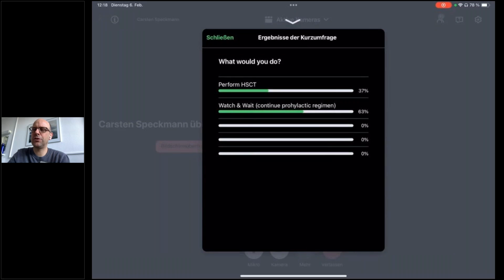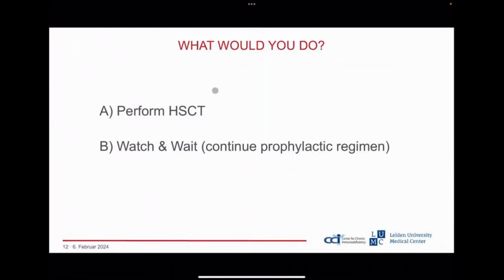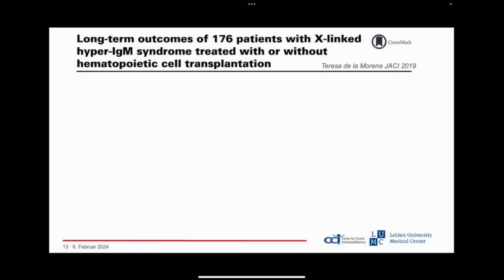Okay, so here the picture is a bit different. Now 2/3 of you would watch and wait, and 1/3 would perform HSCT, so a broader part of the audience would follow a conservative treatment approach. Well, and if you look into literature, there is certainly also data that can be interpreted in a way to support this approach. So there's another paper published in the same year, also in JACI, put together by Teresa de la Morena, looking into the long-term outcome in 176 patients with CD40 ligand deficiency.